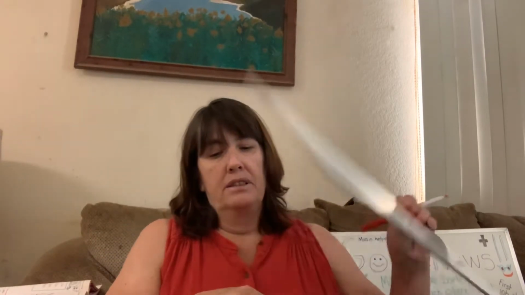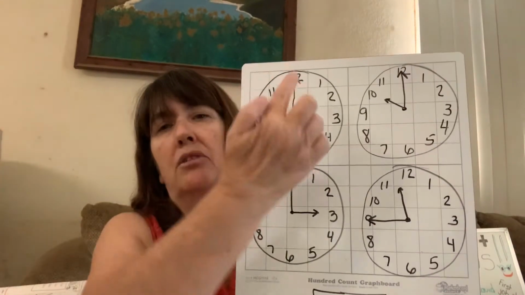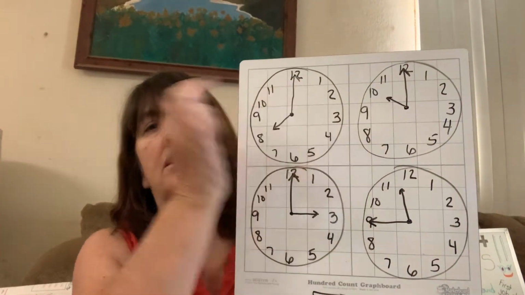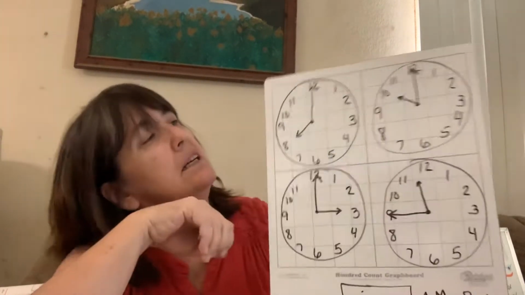Okay, so for math today, we're going to learn about how to look at elapsed time. Elapsed time means how much time has passed. So I've written some times up here. So this is 8 o'clock, right? We have the minute hand on the 12 and the hour hand on the 8.